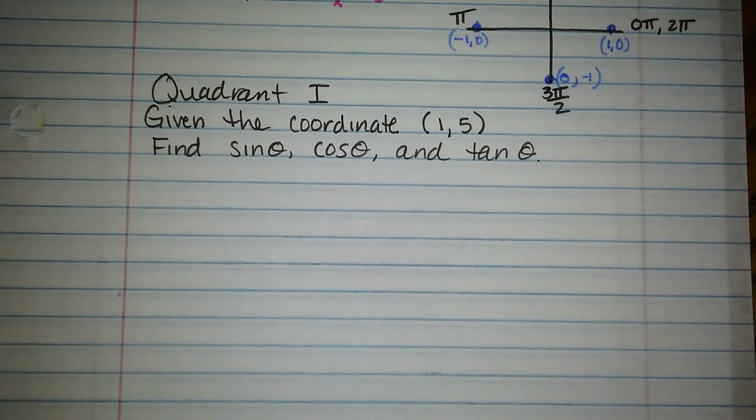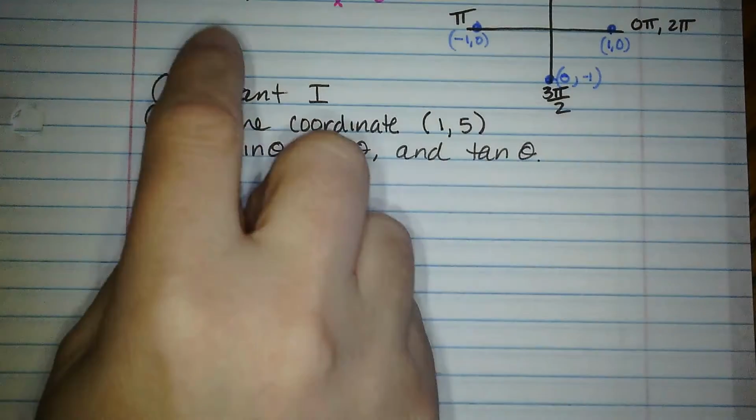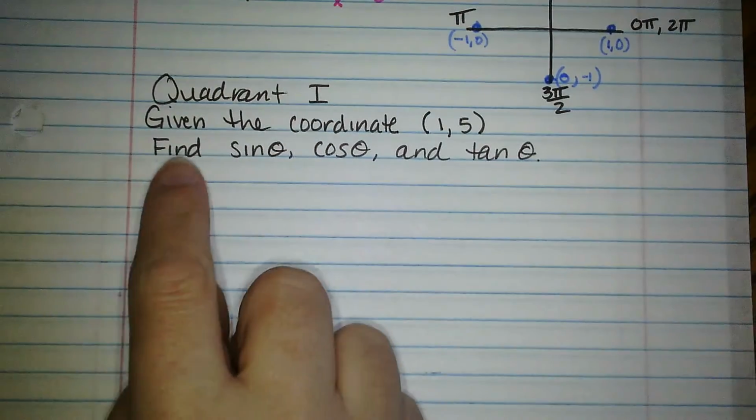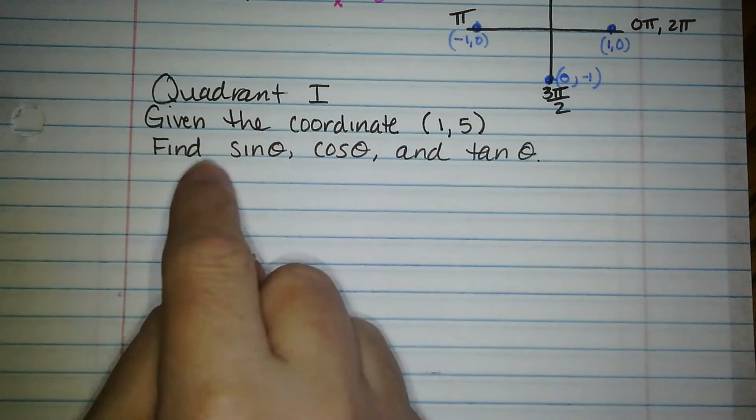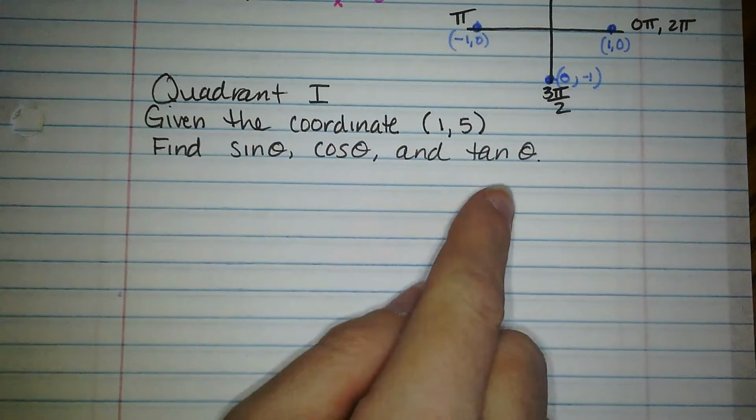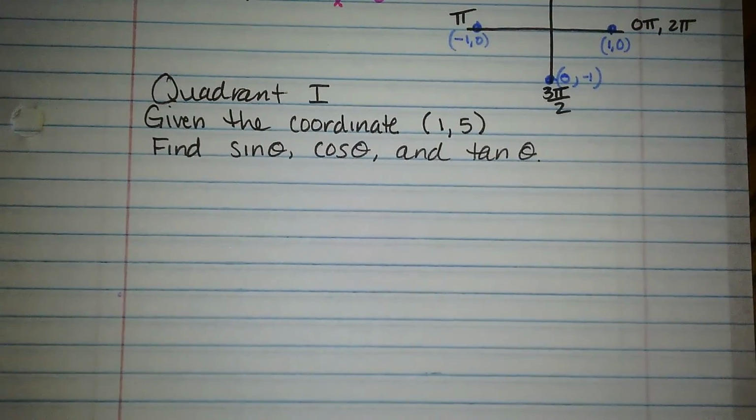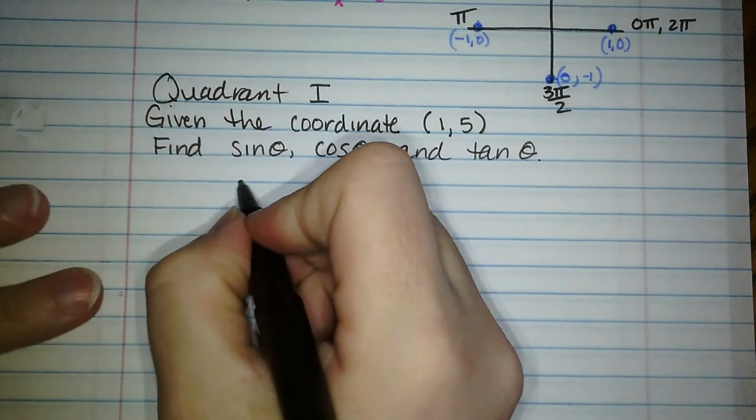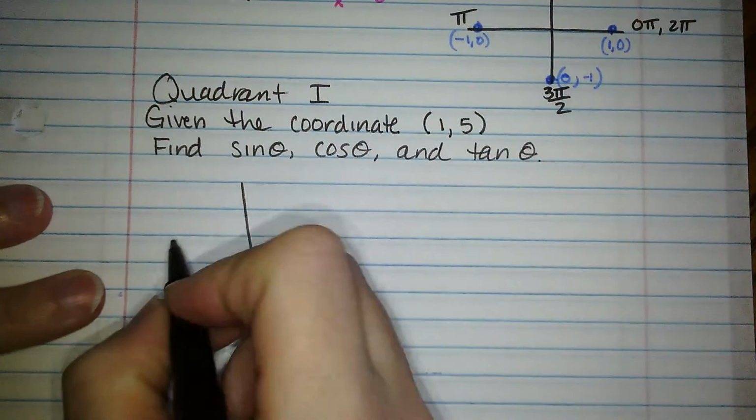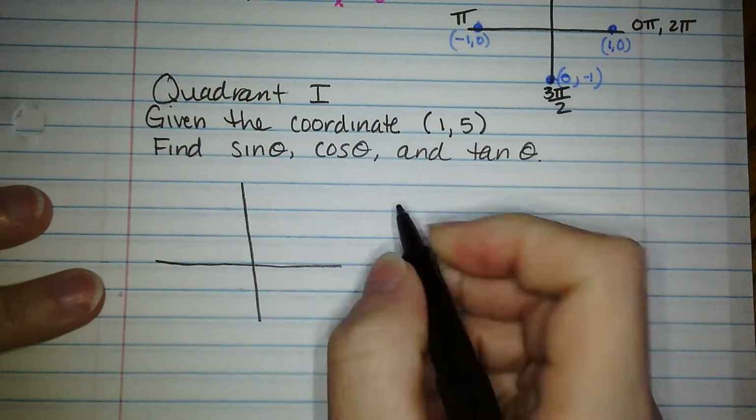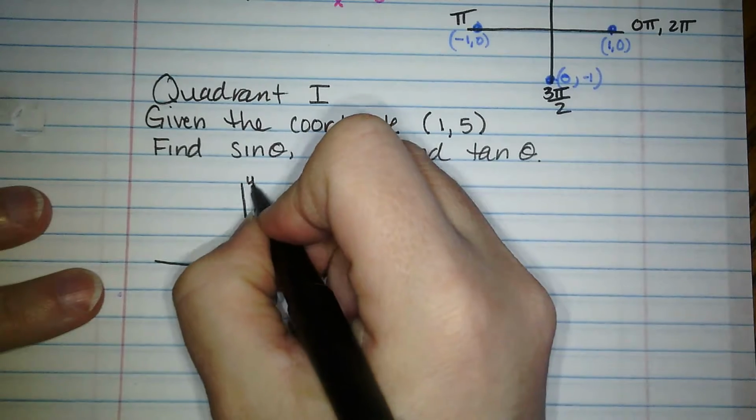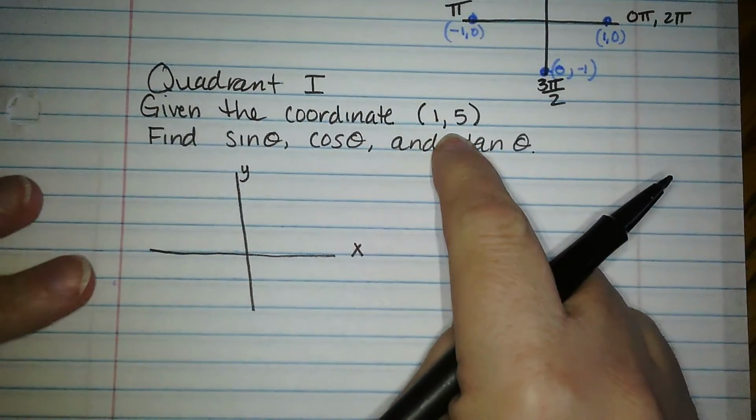Okay, so our first example is going to be in quadrant 1. And this says, given the coordinate (1, 5), find the sine theta, the cosine theta, and the tangent theta. So the first thing we're going to do is draw the diagram. Now when we draw it, we recognize that this is not a quadrantal angle.